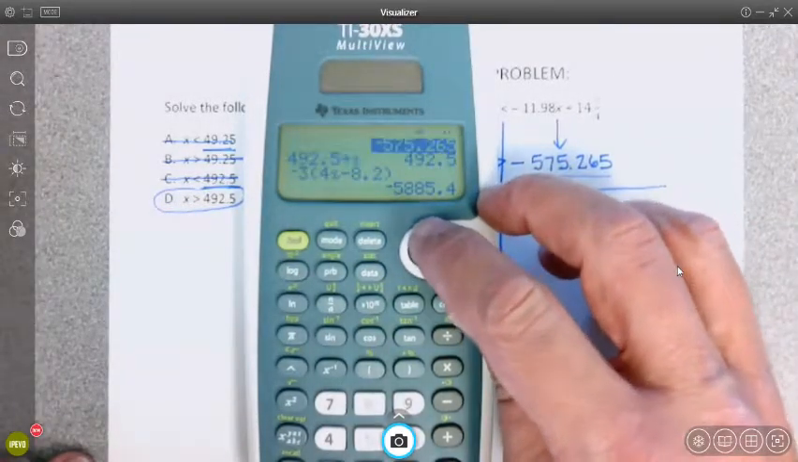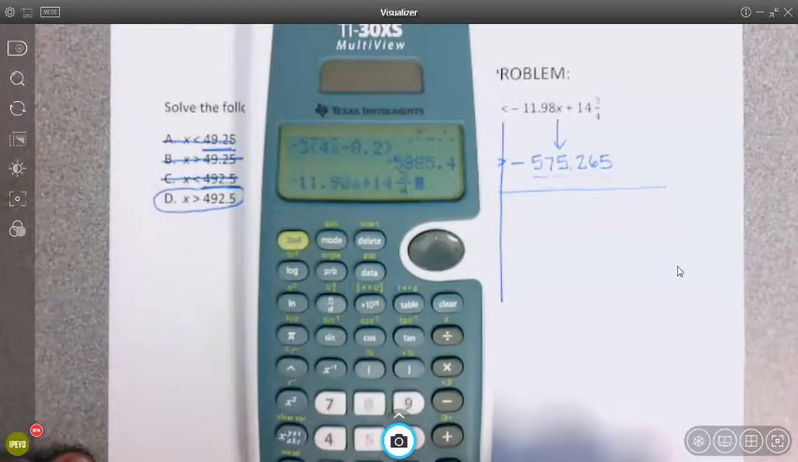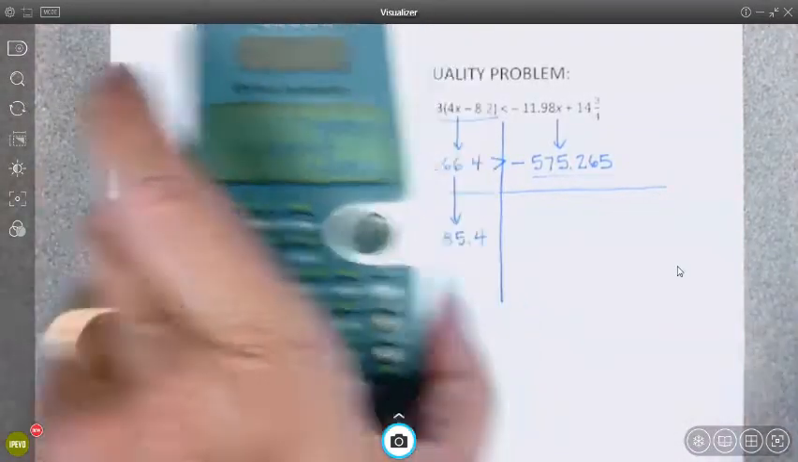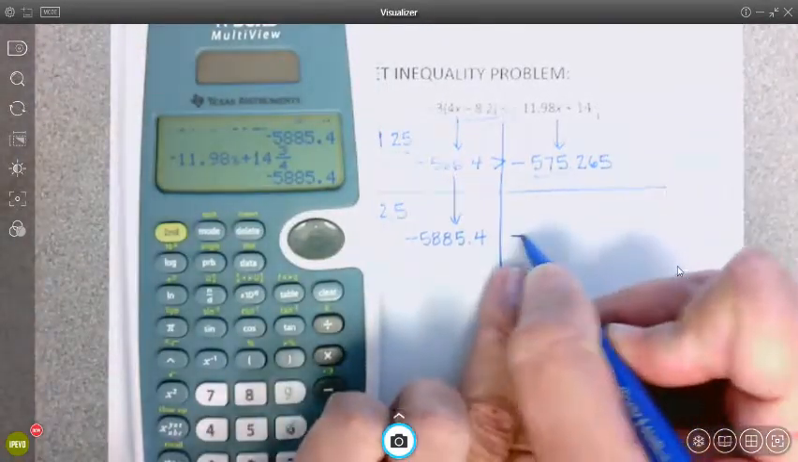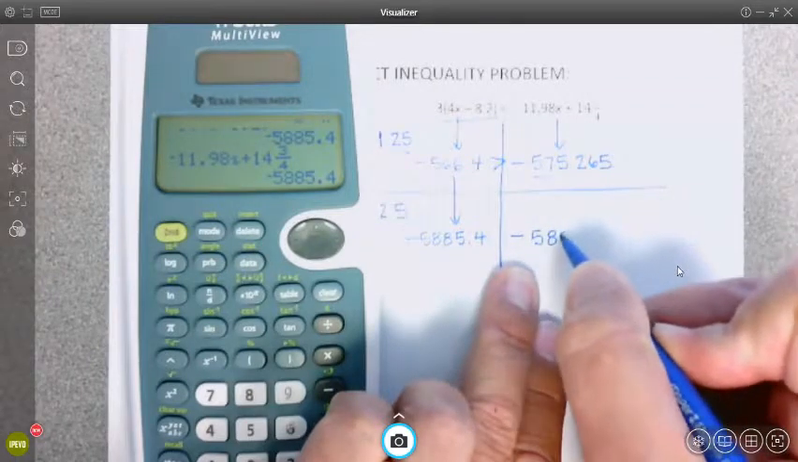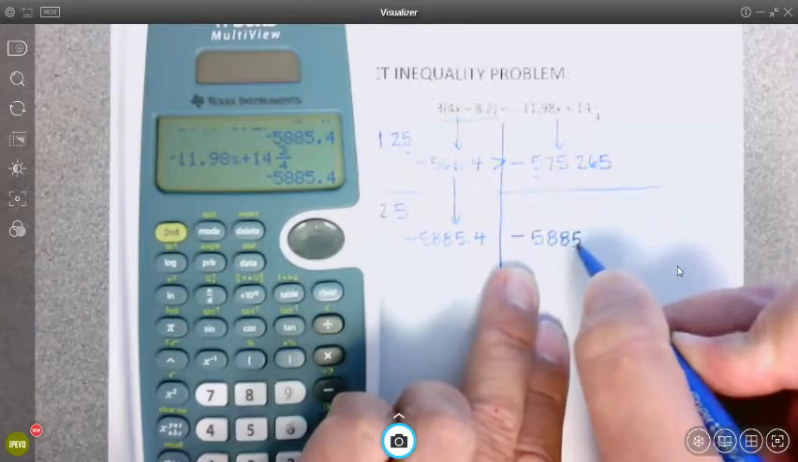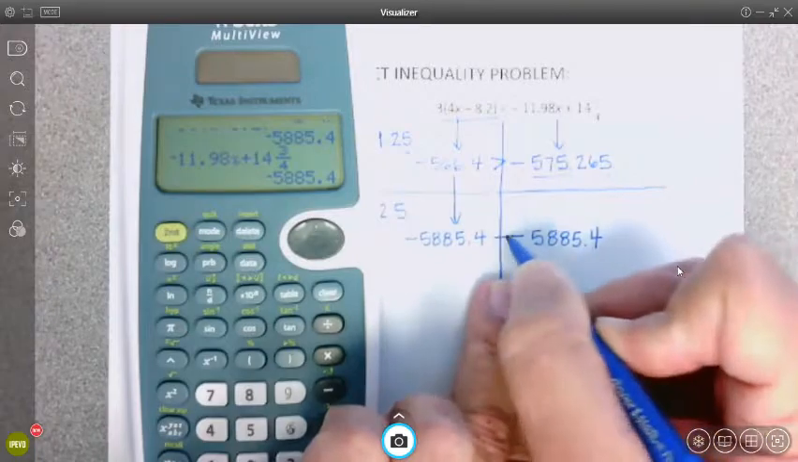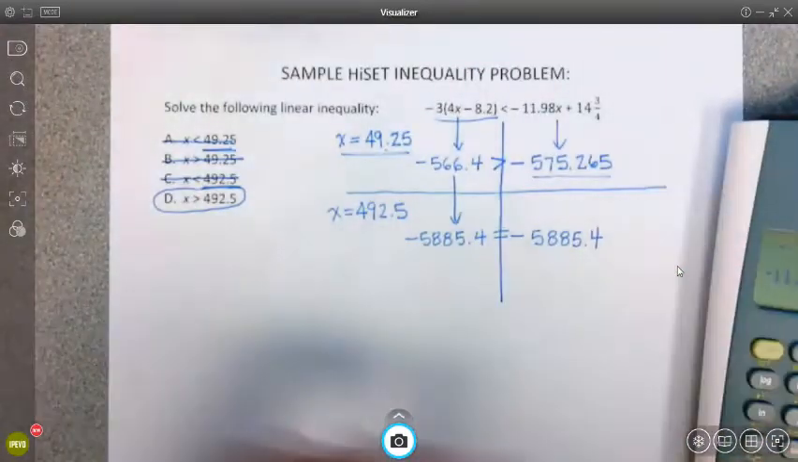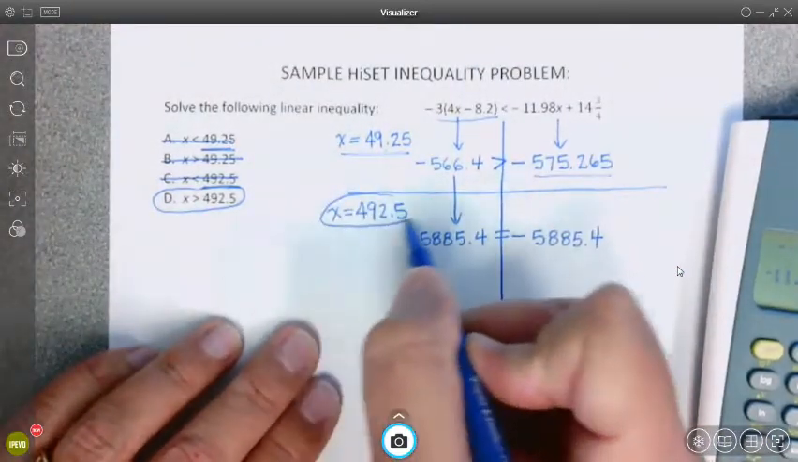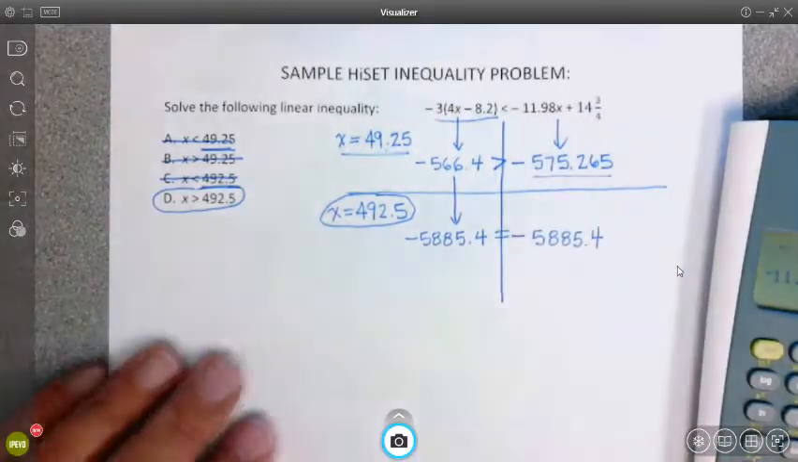So the right-hand expression, here it is, enter, enter, and notice I get exactly the same value, which is exactly what we should have seen if this number is the boundary value. So these are equal. Therefore, I now know that this value is the boundary value for this inequality.